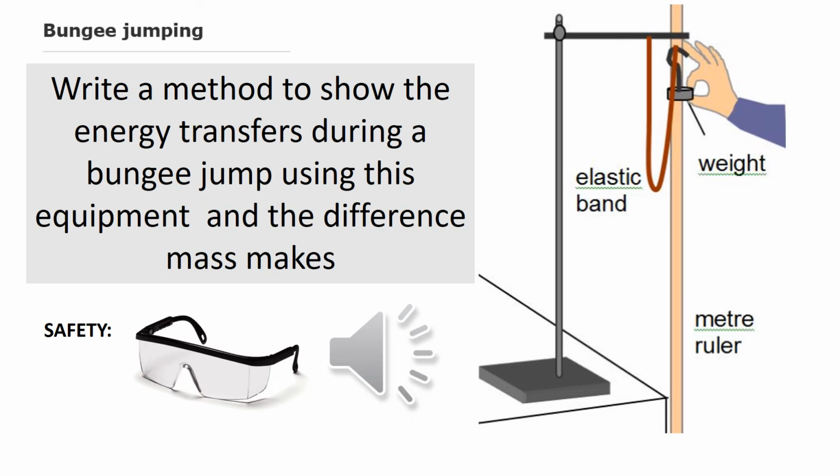So if we were in school, we would be doing an experiment with a clamp stand, elastic band, and some weights on the end to do a bungee jump, basically. So this would show us the energy transfers and what actually goes on in a bungee jump. So what I want you to do, first of all, using the equipment on your screen, is to write a method to show the energy transfers during a bungee jump, and just use the equipment in the diagram. You are allowed to add extra masses, and then I will show you my method.